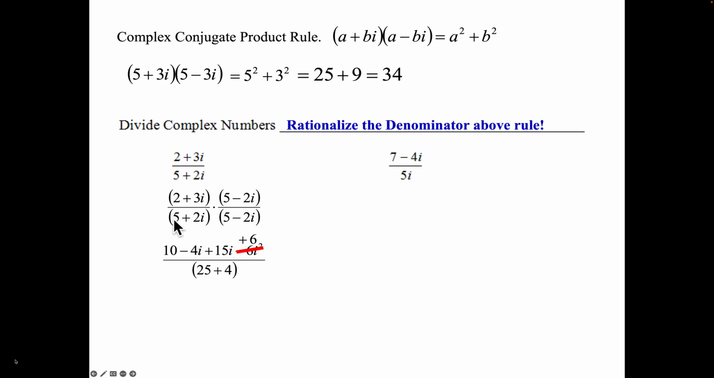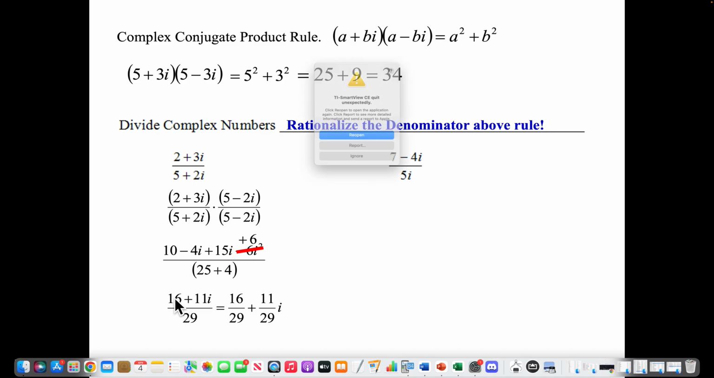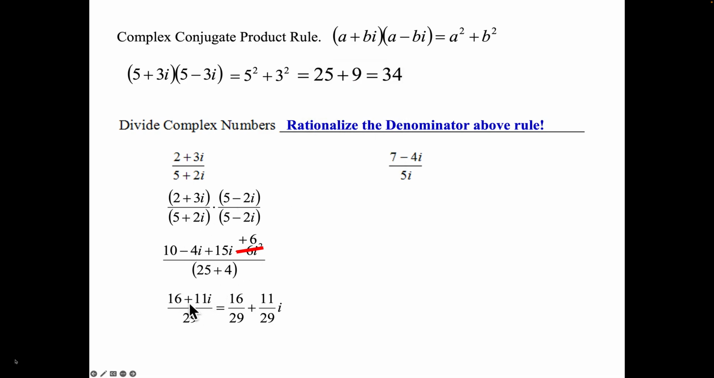And on the bottom, 5 squared is 25 plus 2 squared is 4. You'll get a 29 on the bottom. The 10 plus the 6 is 16. And the negative 4i plus 15i is 11i. Now we want to separate this into two terms because it has to be in that a plus bi format.